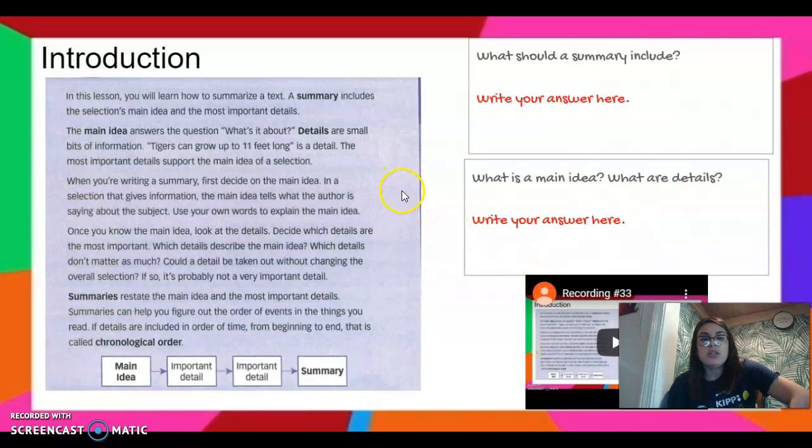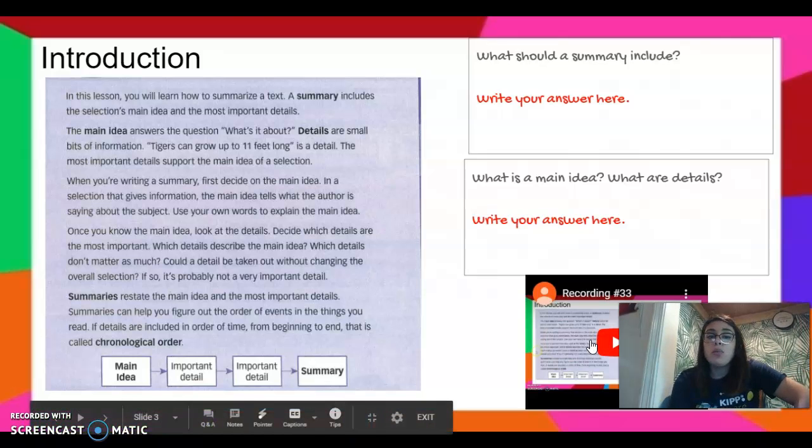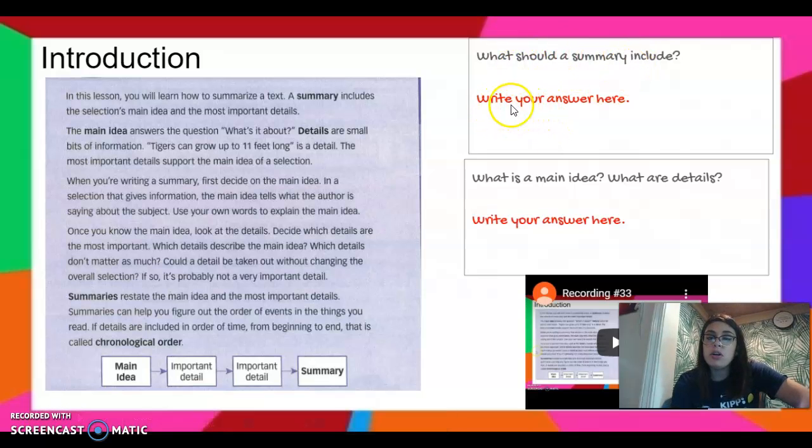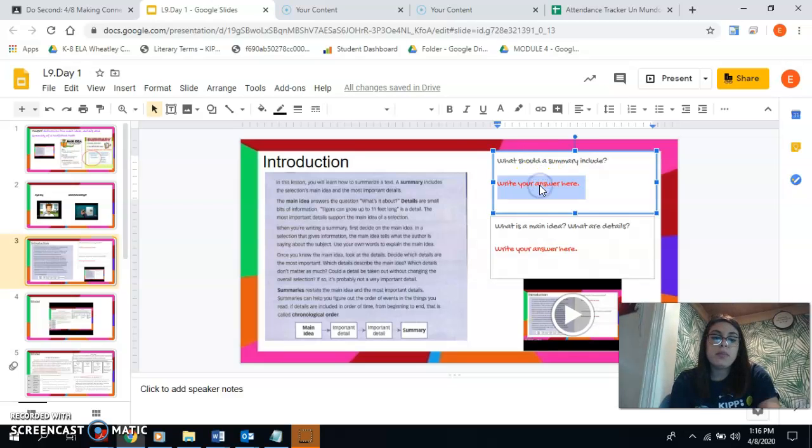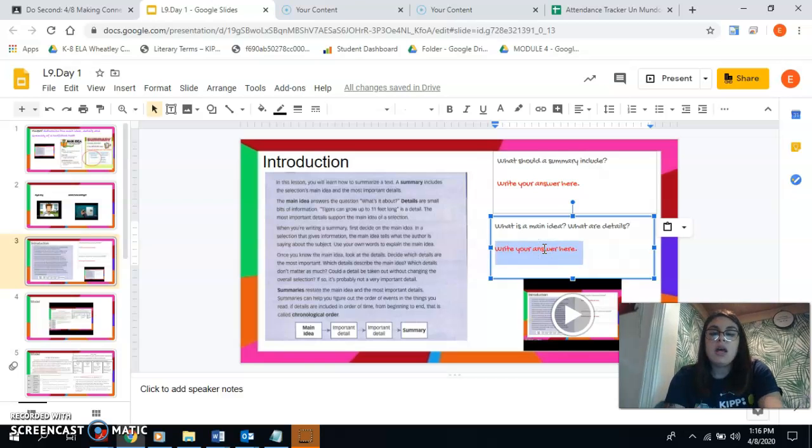Third slide is the introduction. There will be a recording here. It will play automatically once I fix it, and you are going to listen to me read this to you. You're going to answer your questions, which the summary include. You're going to double click it. And then you're going to type your answer here. But make sure you're writing complete sentences. And go back to the text. Same thing. What is the main idea and what are details? Double click. And then write. But make sure, once again, you are writing complete sentences and going back to the text.